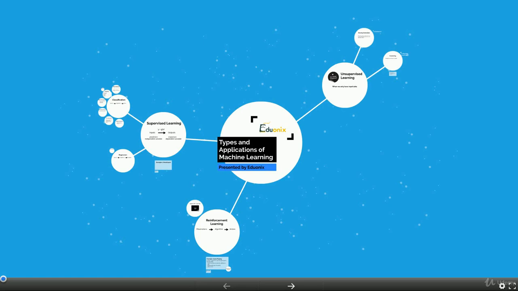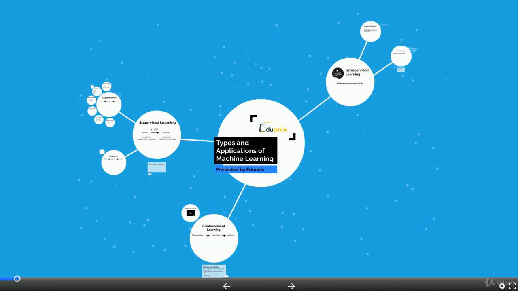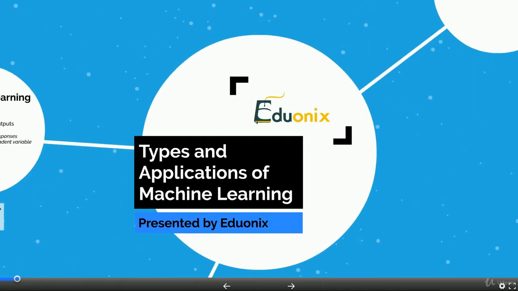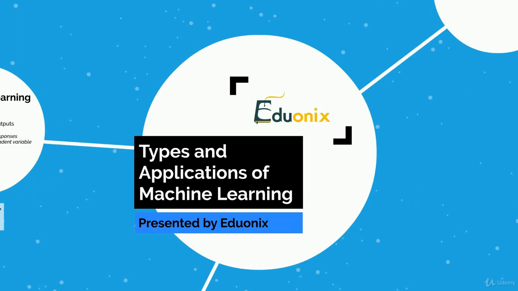So let's get started. We're going to talk about three types of learning. The first, supervised learning, including classification and regression algorithms. We're going to talk about unsupervised learning and how that differs. And then finally, we're going to touch on reinforcement learning. For all of these different types, we're going to give you some use case scenarios and some examples so that you can understand how and where these algorithms would be used. Again, this is the types and applications of machine learning.